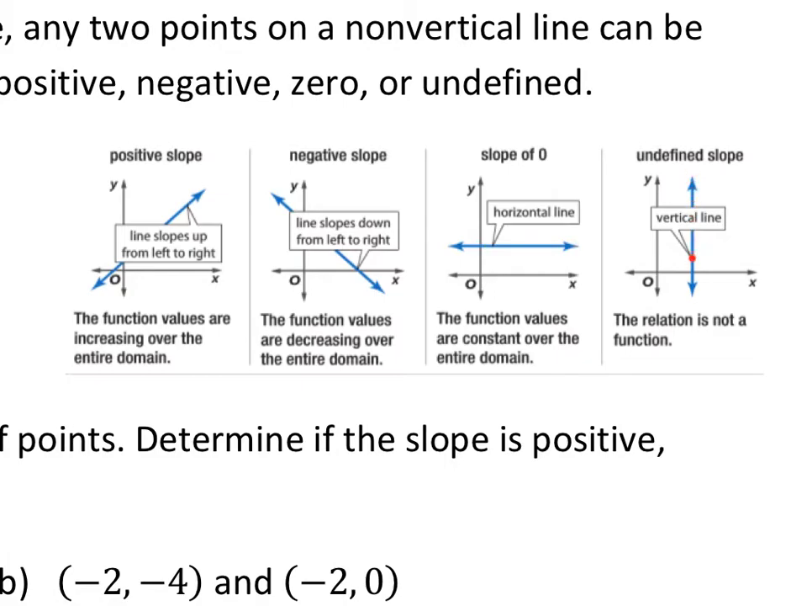And then undefined. It moves up and down, but it doesn't move left and right. So any vertical line is actually referred to as an undefined slope, which means it's not a function. If you think back to the vertical line test, it would 100% fail the vertical line test and therefore is not a function. The other three, however, are functions.